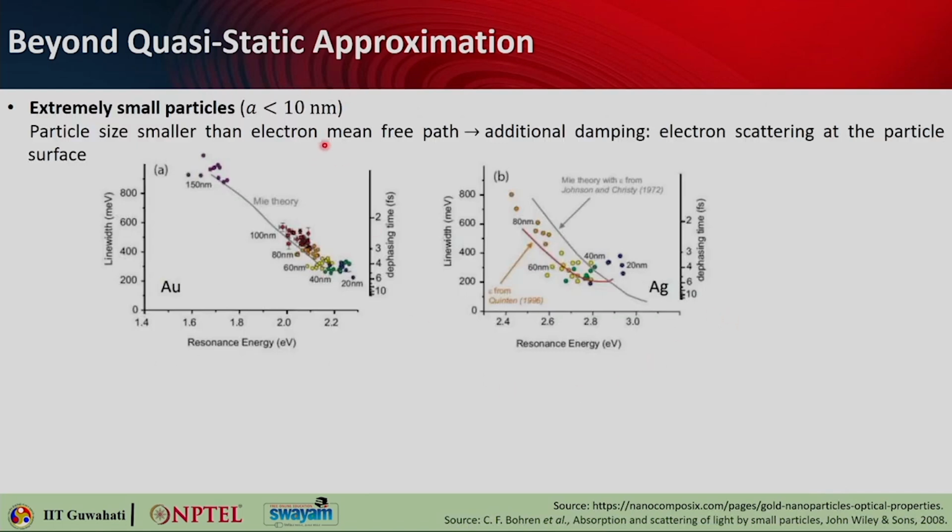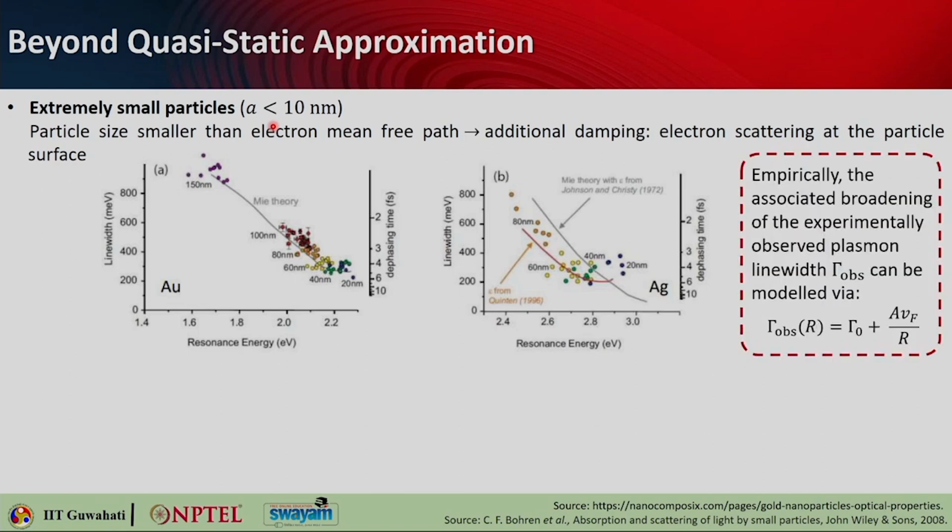Now, if you come to the other end, if you go to extremely small particles which are less than 10 nanometer in size, then also there is a problem. Usually for particles which are smaller than the electron mean free path in a metal, say in gold the mean free path is 42 nanometer, it means an electron can travel up to 40 or 42 nanometer without colliding with another electron. Now, if the particle itself is smaller than 42 nanometer, what will happen? Before the electrons collide with other electrons, they will hit the boundary of the particle, and that will give you additional damping.